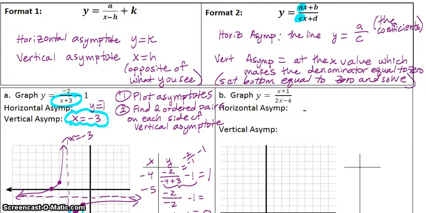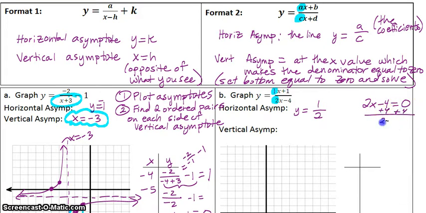So again, the horizontal asymptote is a over c. And if there's no number in front of the x, it's like a 1. So my horizontal asymptote this time is at 1/2. Then, to find the vertical asymptote, I've got to figure out what value will make 2x minus 4 equal 0. So I take 2x minus 4, set it equal to 0, and solve it.